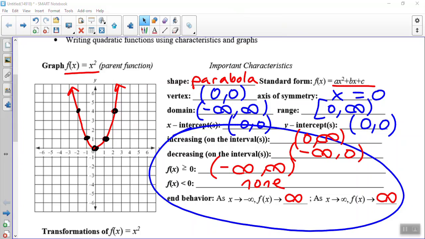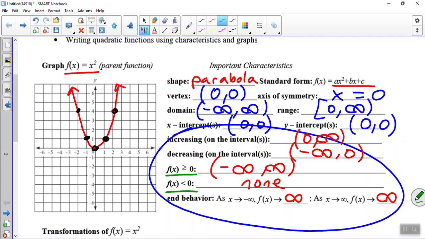So for increasing and decreasing, it's exactly the same as absolute value. Now, f of x greater than or equal to 0. Well, that's all real numbers because the lowest point is 0. So that makes this statement true here. The next one, the graph is never below 0, so no part of the domain fits that characteristic. End behavior: both ends are going towards positive infinity. So that's what we're starting with.